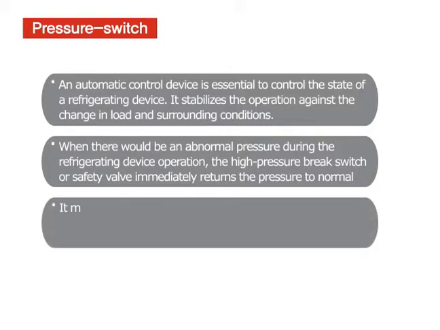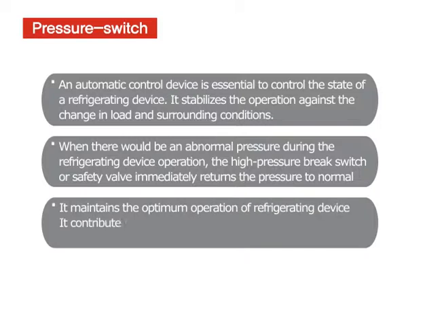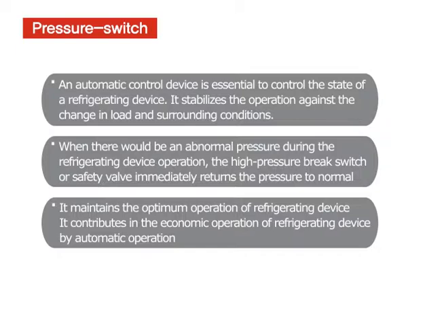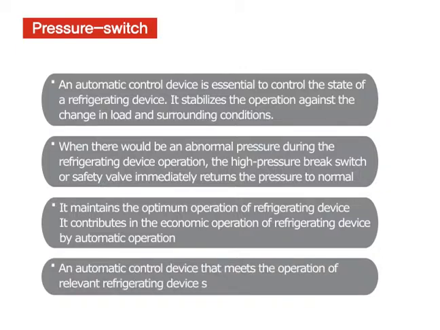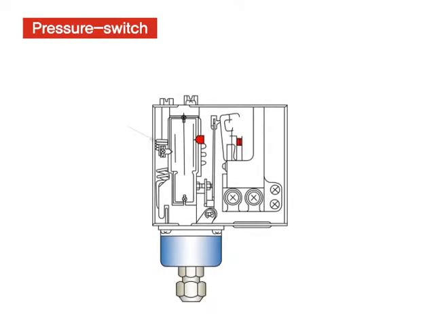It maintains the optimum operation of the refrigerating device. It contributes to the economic operation of the refrigerating device by automatic operation. An automatic control device that meets the operation of the relevant refrigerating device should be definitely selected. Now I will explain about the structure of the pressure switch.